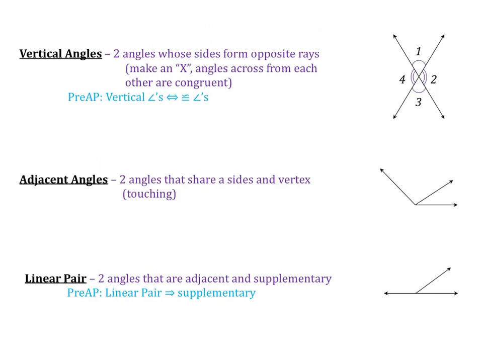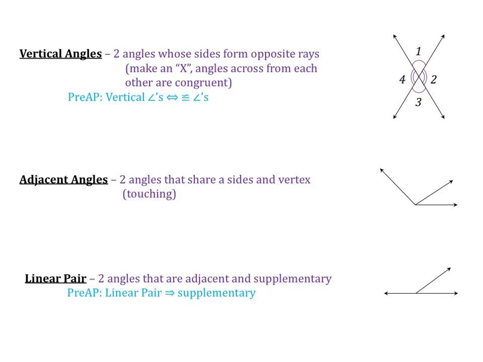Vertical angles are two angles whose sides form opposite rays. So what this means is anytime we have two lines that intersect, when they make an X, the angles across from each other are congruent to each other. So in the picture to the right, angle 1 and angle 3 are congruent, and angle 2 and angle 4 are congruent.